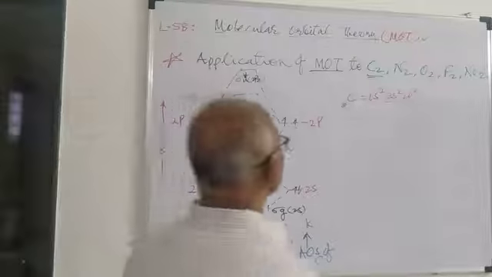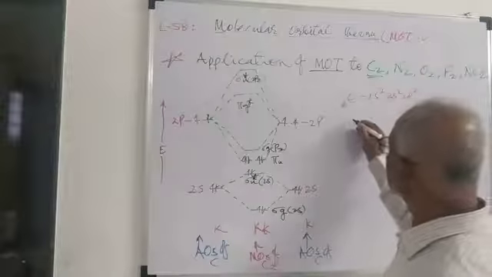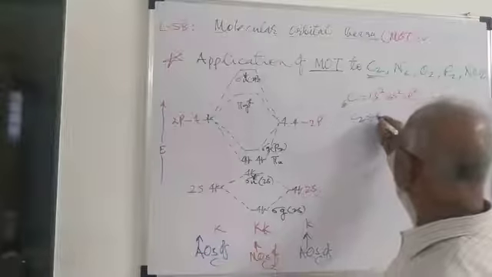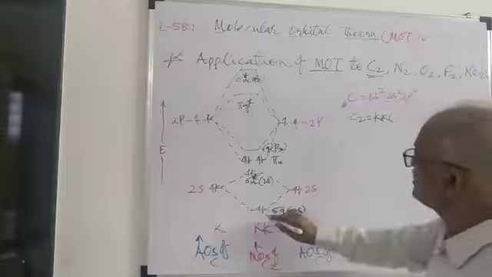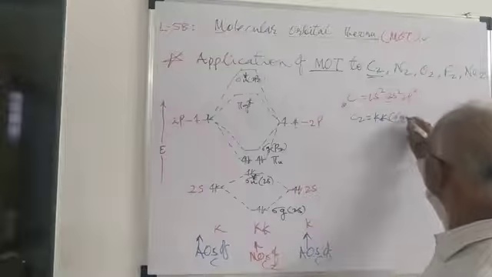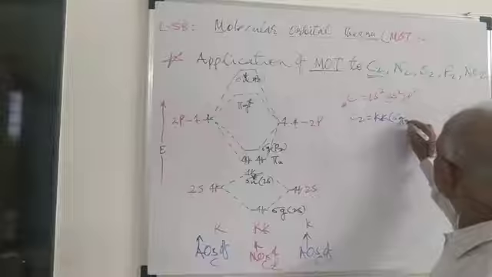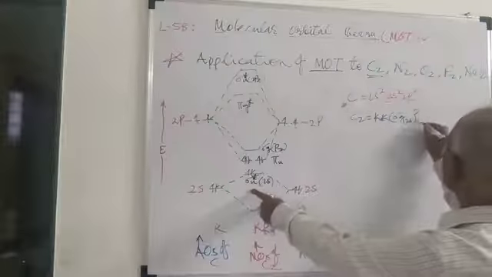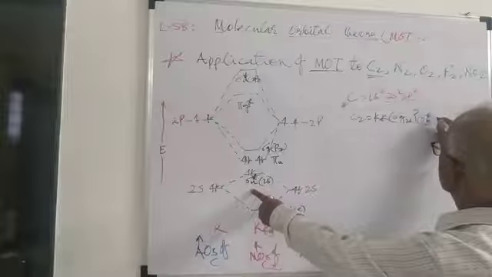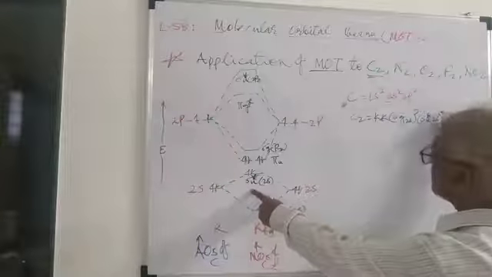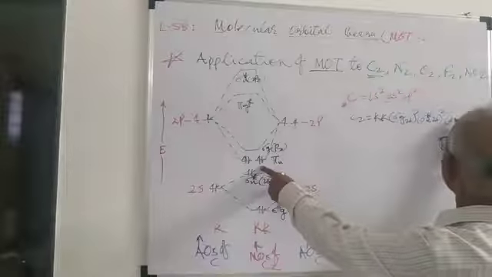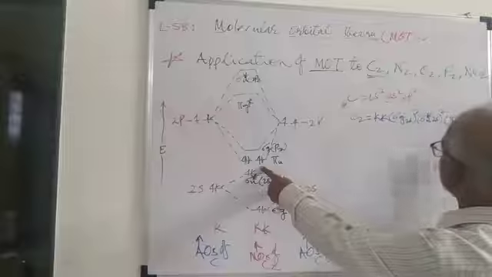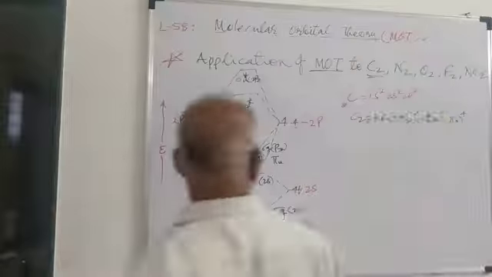Now we can show the various properties. The electronic configuration of C2 is given as K K, then sigma g 2s with 2 electrons, sigma star u 2s with 2 electrons, then pi u with these 4 electrons. So this is the electronic configuration of C2.